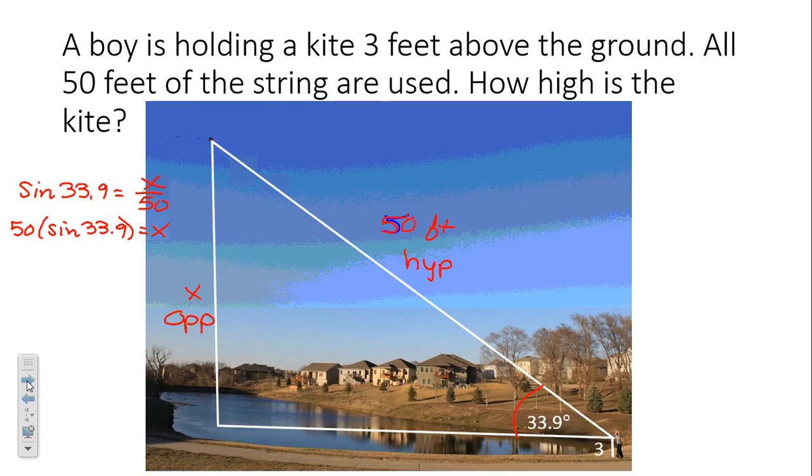Everybody get 27.9? Yes. Are we done? Yeah. Almost, but we forgot about something. Nope, nope. How tall was he? 3 feet. So it was actually 3 feet higher, wasn't it? So 30.9 feet. Because he wasn't laying on the ground flying it, he was standing there. Okay? If you wanted to find how far away the shadow would have been if it was directly below, we could find the cosine. Okay? Homework's at the bottom of your sheet.